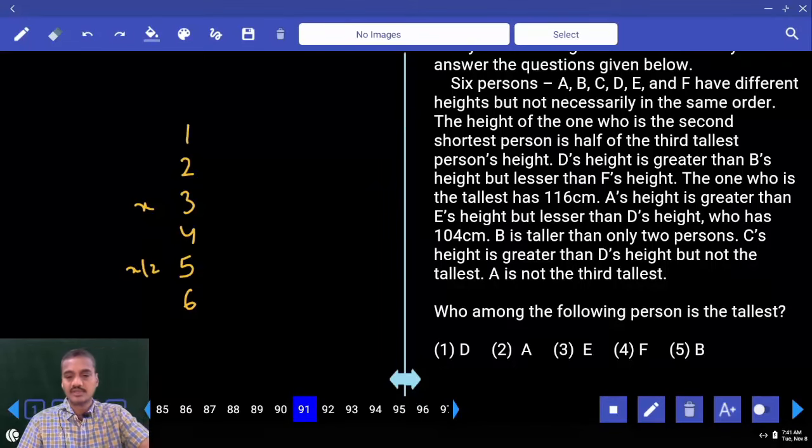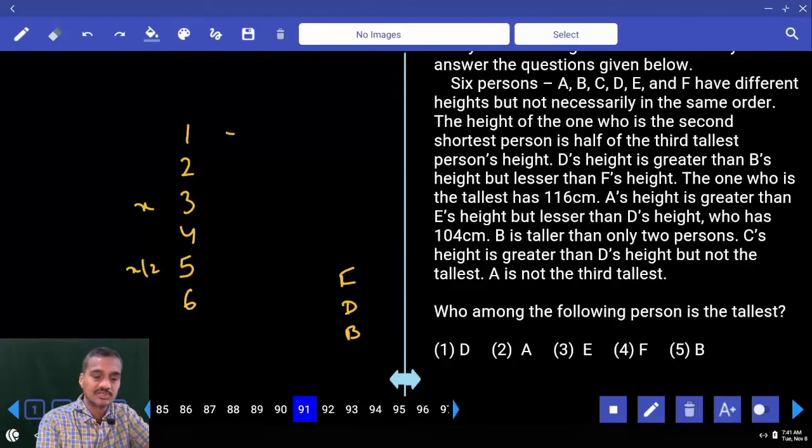The height of the second shortest person is half that of the third tallest person. D's height is greater than B but lesser than F. And the one who is the tallest has 116 centimeters.